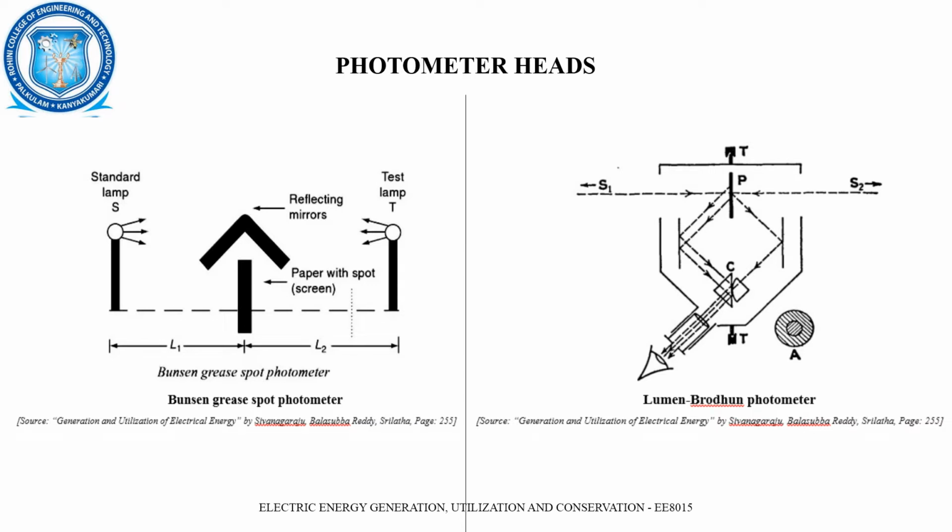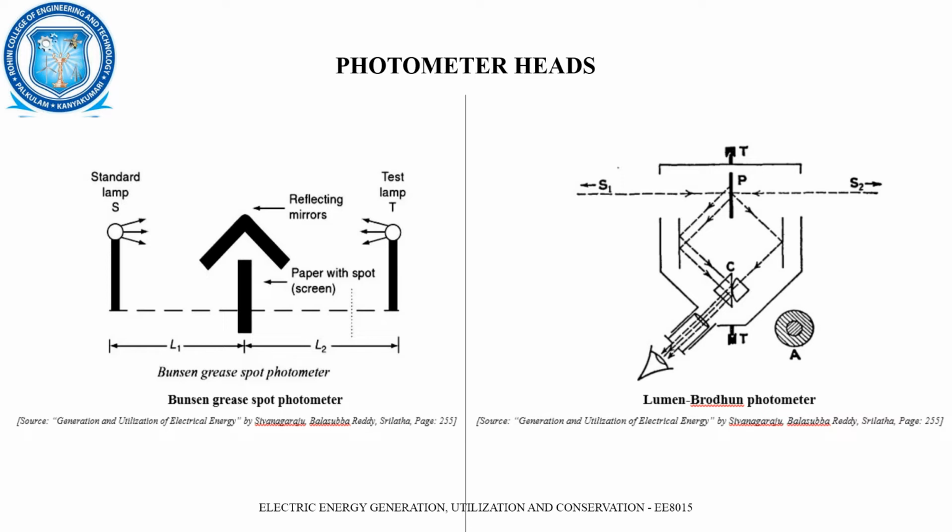Let us see here, we have a standard lamp. We have two different types of photometers here. One is the Bunsen grease spot photometer and the other one is the Lummer-Brodhun photometer. While you are considering the Bunsen grease spot photometer, we have a standard lamp here, we have a test lamp here, and these are reflecting mirrors. This is a paper screen with the spot, right?